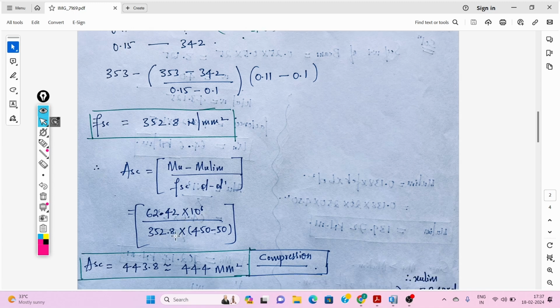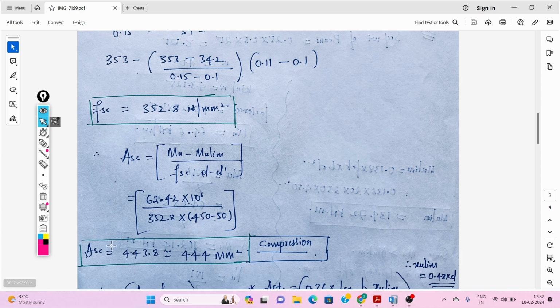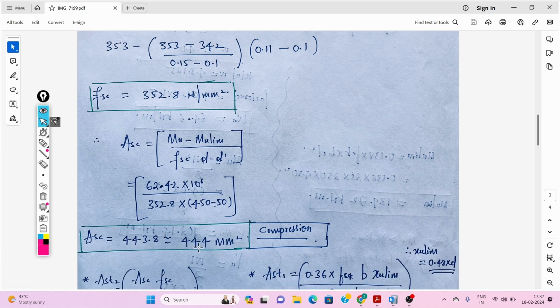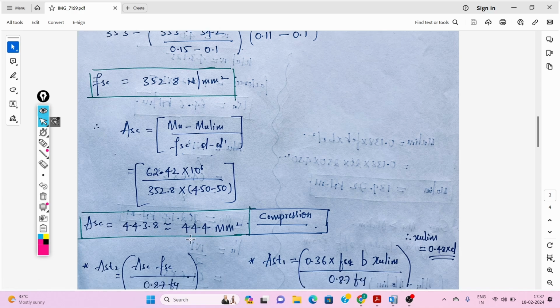Okay, so 350 divided by 352.8 into 450 minus 50. This is the effective depth and this is the effective cover. So the area of steel in compression zone we will get is 444 mm square. Using this, you can provide two numbers of 16 mm dia bar and one number of 12 mm dia bar at the compression zone, at the top of the beam.